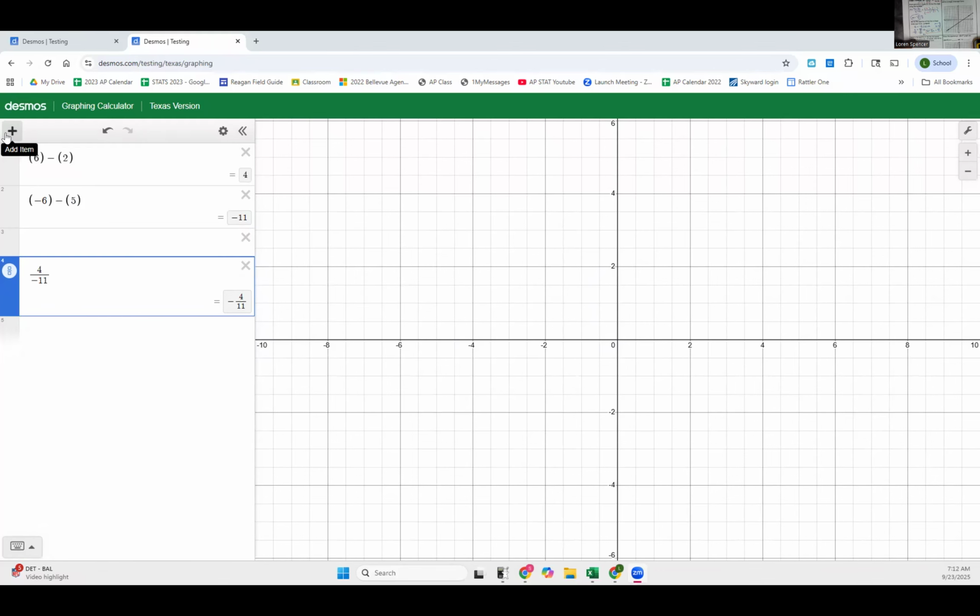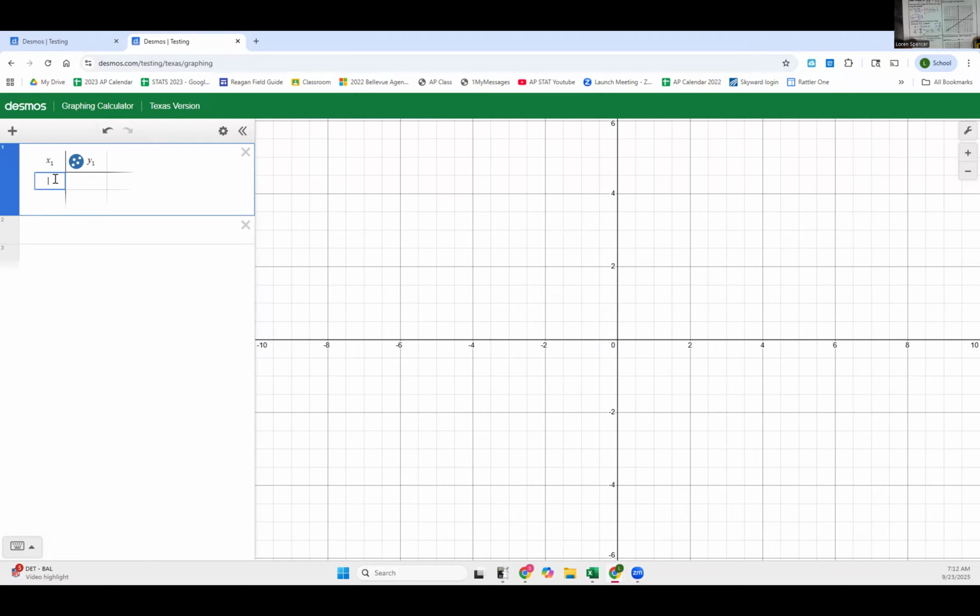So now that I'm sharing, I'm going to go ahead and clear all the stuff out that I already had. I'm going to press the plus button and I see, oh, the table. So I'm going to plug in -6 was my first X, and my other X was 5. And then my first Y was 6, and my second Y was 2. So X1, Y1, X2, Y2, that's what I have in there.